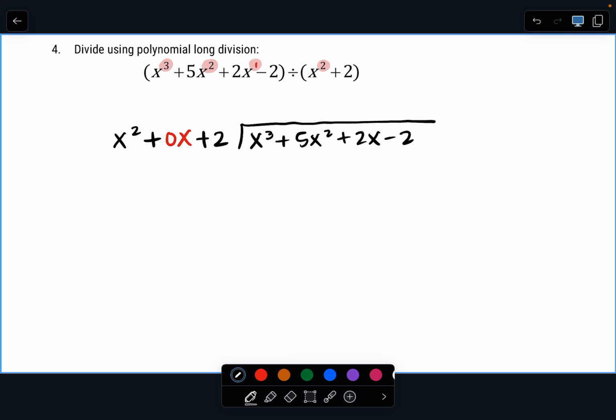So let's start this one off. Same way we've been doing. X squared, x cubed. What do I have to multiply x squared by to make x cubed? X. So I'm going to write an x at the top.